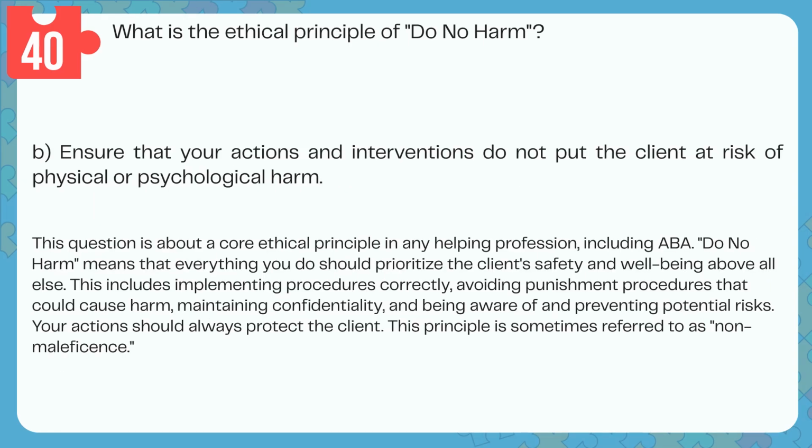Answer: B. Ensure that your actions and interventions do not put the client at risk of physical or psychological harm. This question is about a core ethical principle in any helping profession, including ABA. Do no harm means that everything you do should prioritize the client's safety and well-being above all else. This includes implementing procedures correctly, avoiding punishment procedures that could cause harm, maintaining confidentiality, and being aware of and preventing potential risks. Your actions should always protect the client. This principle is sometimes referred to as non-maleficence.